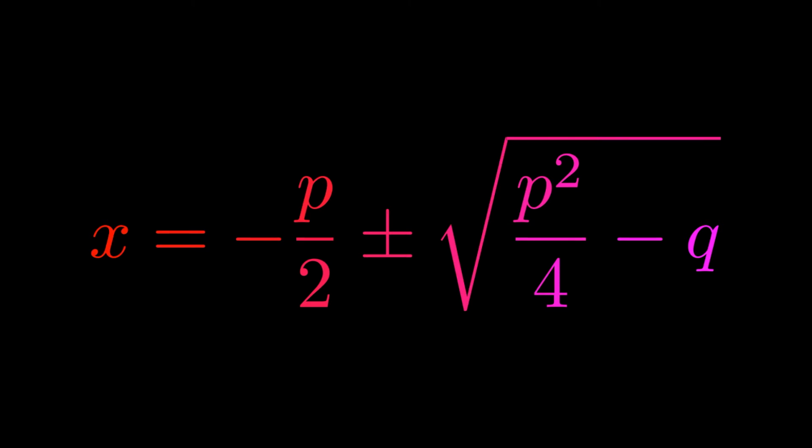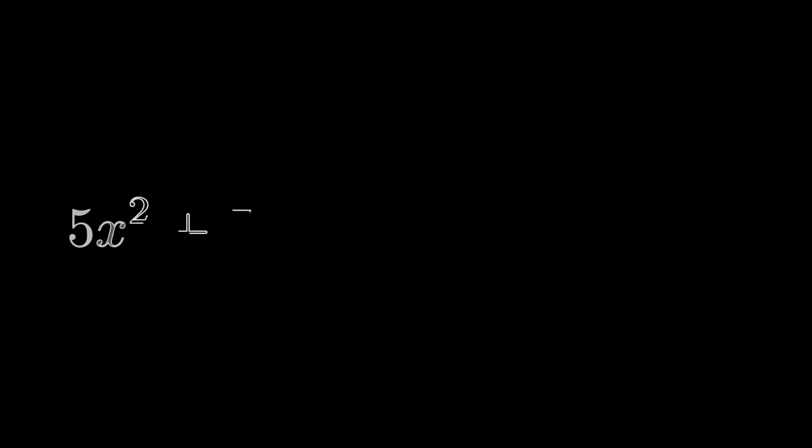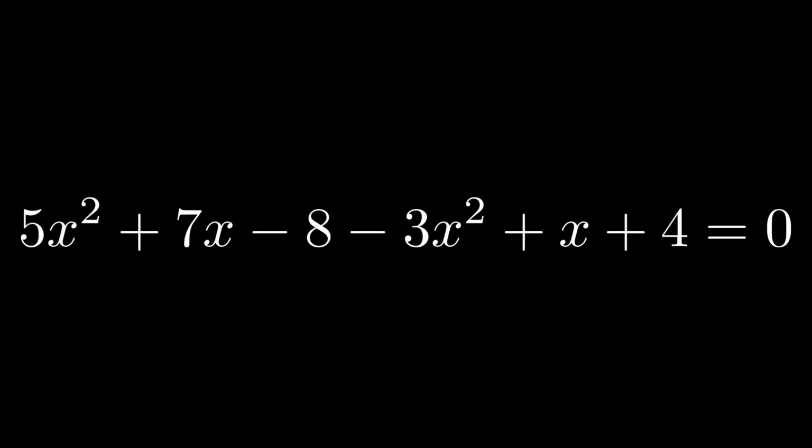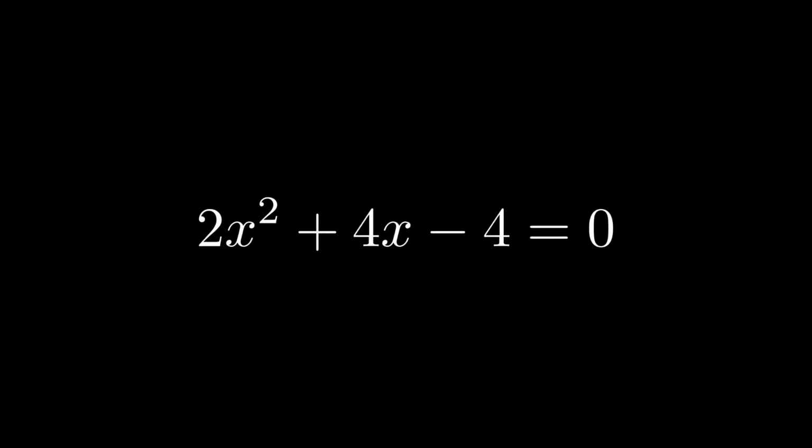How are we going to use it? Well, look at this example right here. First, we just shove everything to the left side. Okay, now we clean up the mess we have created. Okay. And now that's really important. There is a 2 in front of the x squared. So we have to divide everything by 2.